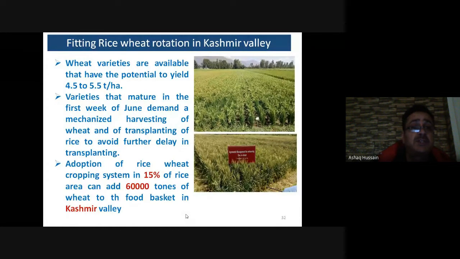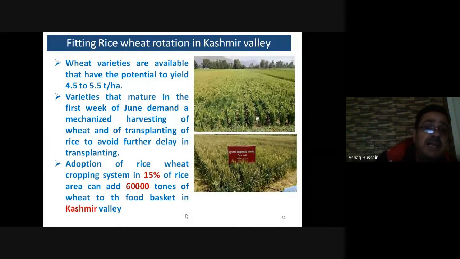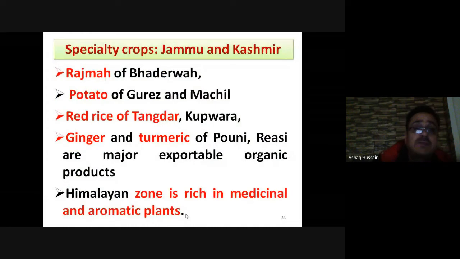And from this rotation, we can have additional grain yield of 4.5 tons. And if we divert only 15% of area to rice-wheat rotation under those conditions, we will be able to generate 60,000 tonnes of additional grain for Kashmir Valley and reduce the dependence on imports from other states of the country.